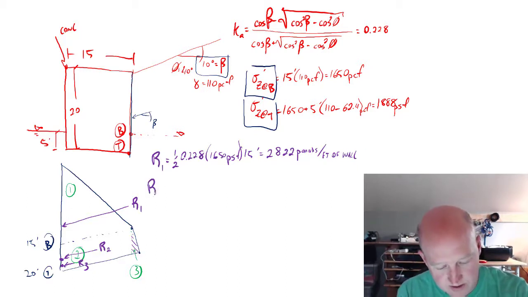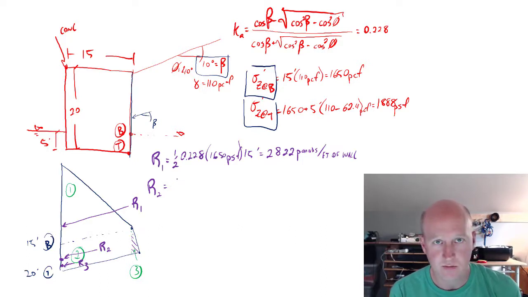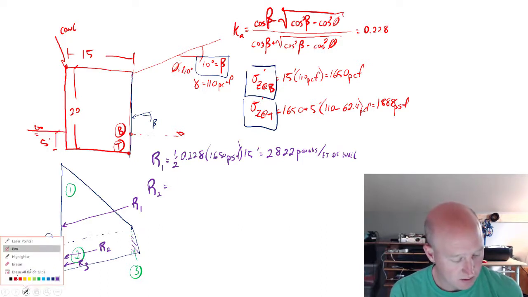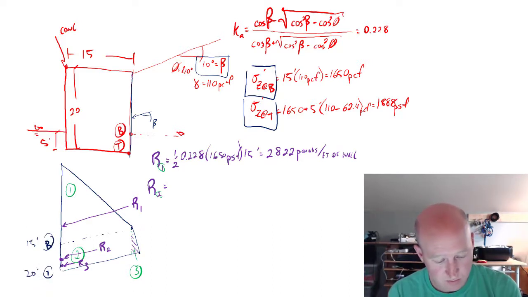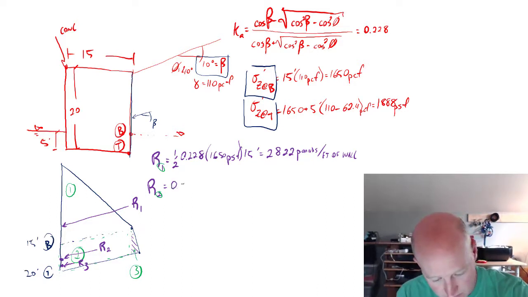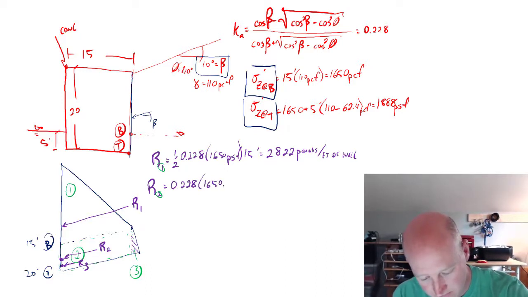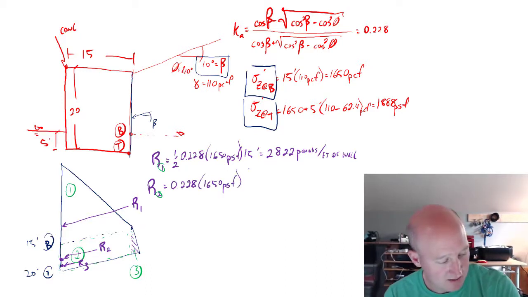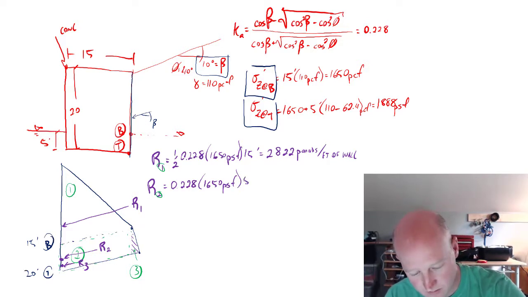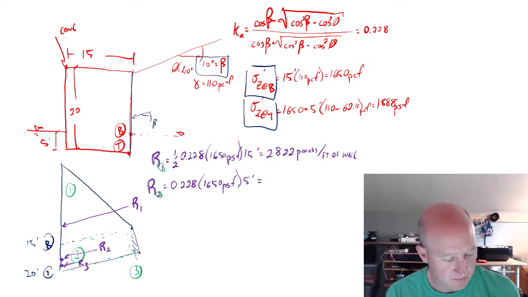So R2 is rectangular, so we don't get the 1/2 component. We're just calculating the area of these corresponding sections that are called out as 1 or 2. So calculating the area of this section right there. So it's the active pressure times its height, so base times height. So 5 feet is the 20 minus 15 to get 5 feet.